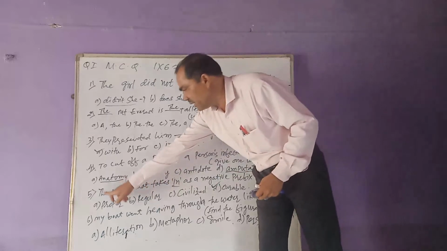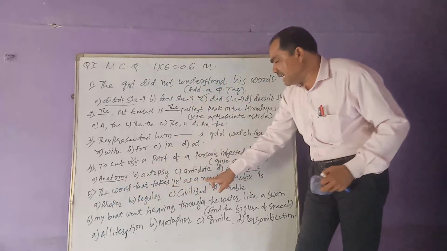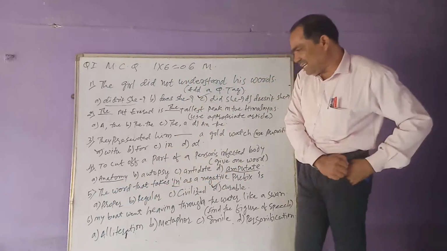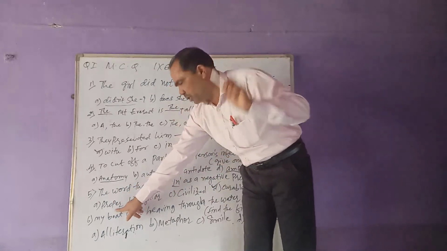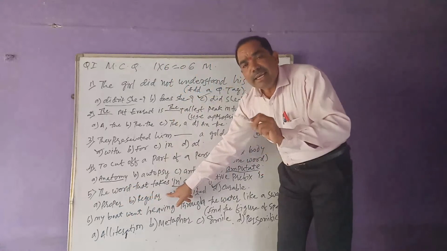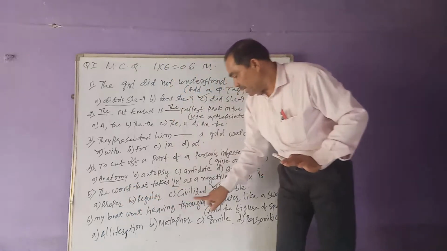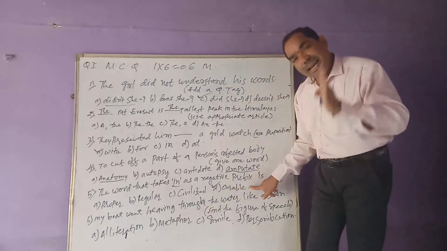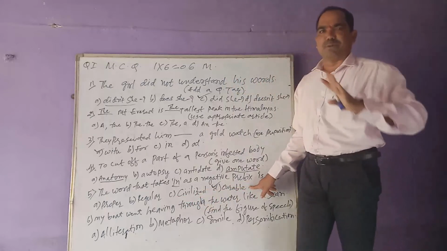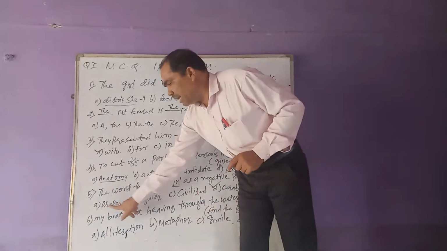You see, my dears, what is there? The word that takes in as a negative prefix: proper, improper, it is not possible. Regular, irregular, it is highly impossible. Civilized, uncivilized, it is highly impossible. Curable, incurable, it is 100% possible. How? Proper, improper.